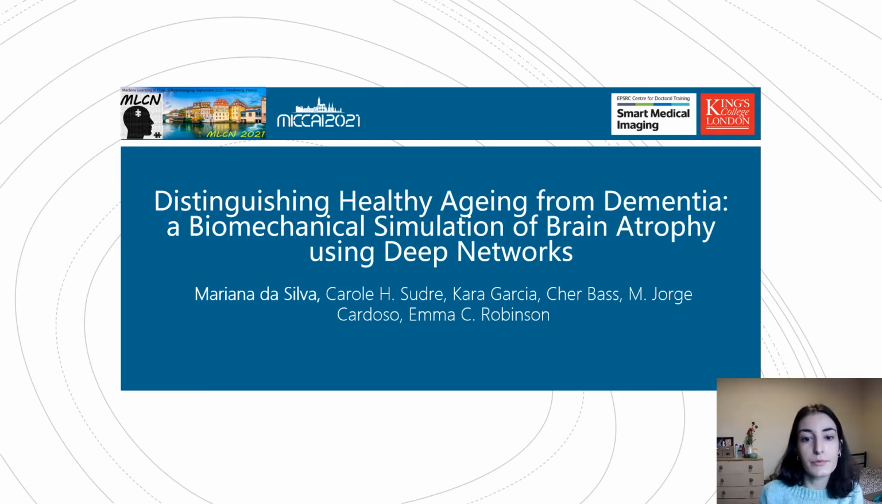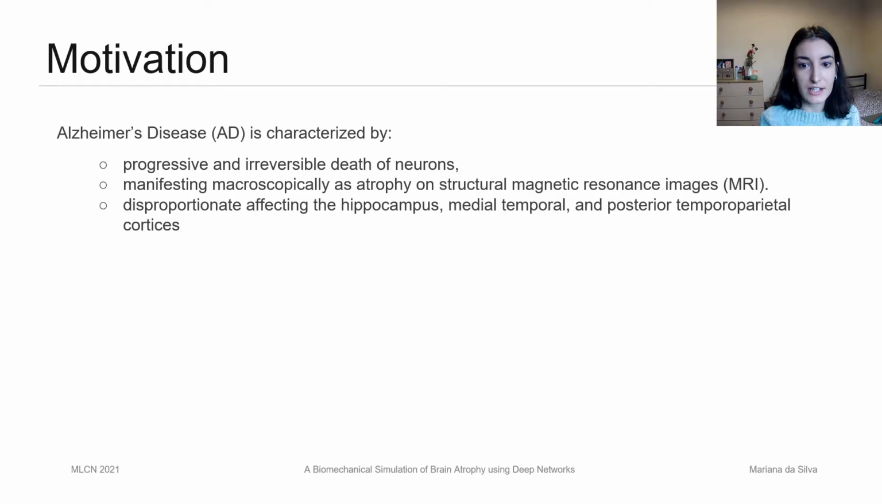Hello, today I will be presenting my work on using deep networks for biomechanical simulation of brain atrophy in healthy aging and dementia. Alzheimer's disease is a neurodegenerative condition which manifests on structural MRI images as progressive tissue loss or atrophy. Cross-sectionally, the progression of disease is well documented and presents with disproportionate atrophy of certain areas of the brain, including the hippocampus and regions of the cortex, relative to age-matched controls.